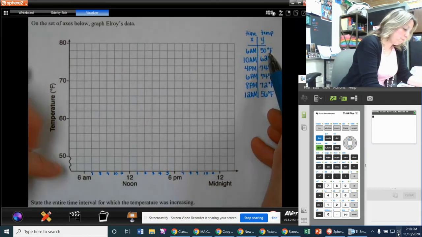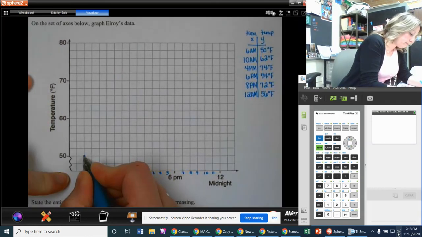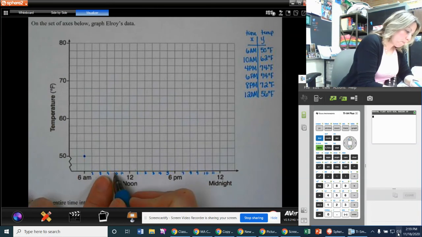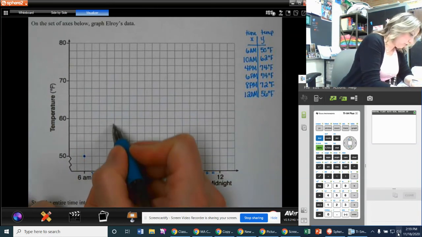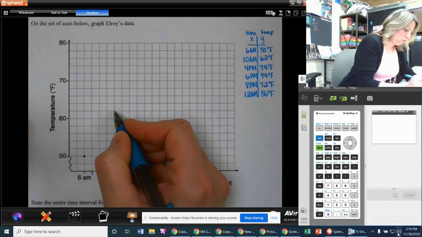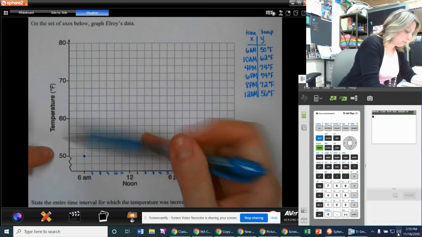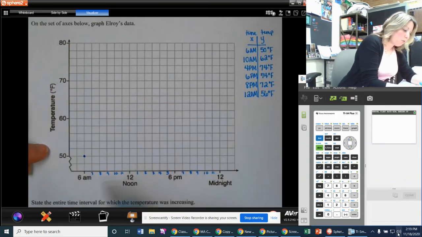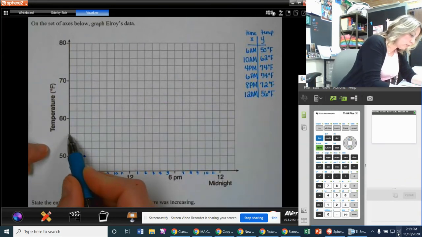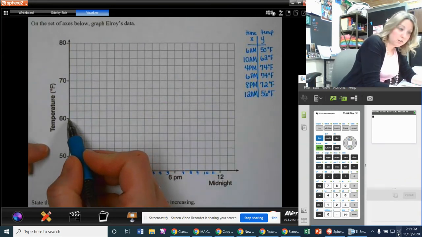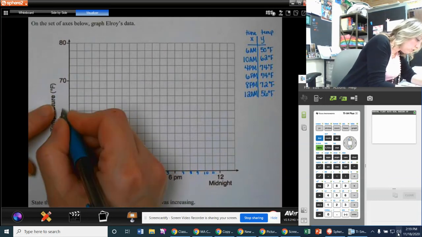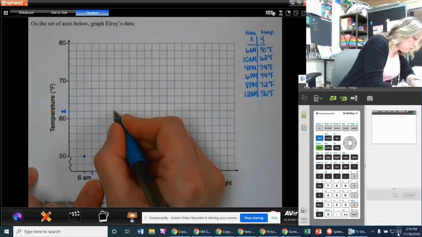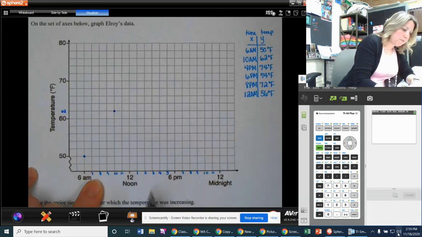So 6 a.m., 50 degrees. Now, we need to get to 10 a.m. and 62 degrees. Oh, shoot. Let's find this scale in between. 1, 2, 3, 4. Oh, 52, 54, 56, 58, 60. So this is 62 right here. So 10 a.m., 62 degrees Fahrenheit.